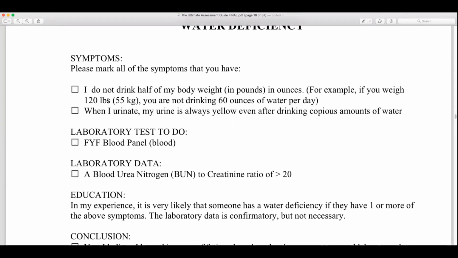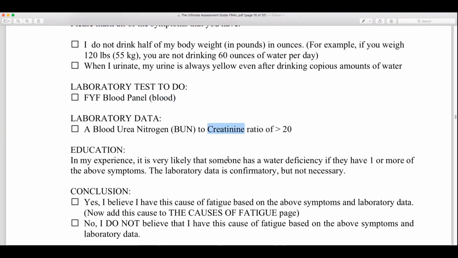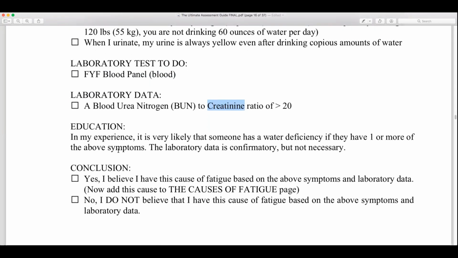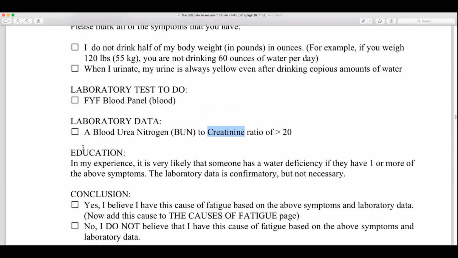And then you can corroborate this with a blood panel test, the BUN or blood urea nitrogen and the creatinine. If the ratio is 20:1 or greater, it's indicating dehydration. And in my experience, it's very likely that someone has a water deficiency or dehydration if they have 1 or more of the above symptoms. The laboratory data is confirmatory but not necessary. So you definitely need to be drinking that much water.